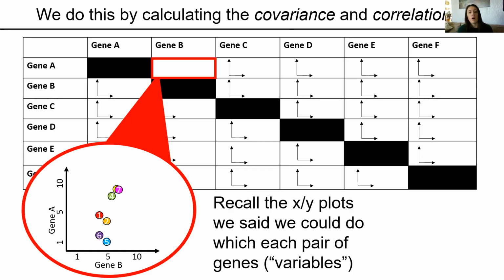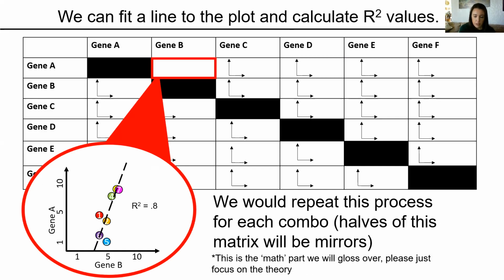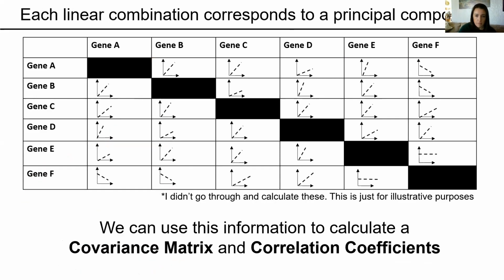So we go through this matrix, and you'll recall the XY plots that we said we could create for each pair of genes or variables, right? Just as an example, gene A versus gene B. Within each one of these XY plots, you do a simple regression like you're already familiar with. Note that halves of this matrix will be mirrors, right? So AB, BA. The line will look different, but it's going to have the same correlation. You can go through this matrix, and don't actually calculate it. Those lines are arbitrary, for an example. So if you go back and practice making a PCA with this, your data won't look like this, so don't be alarmed.